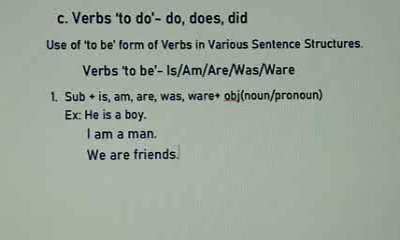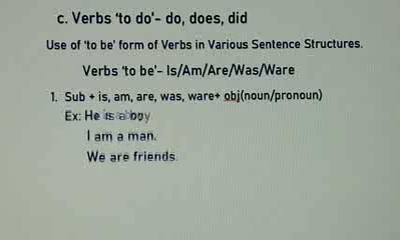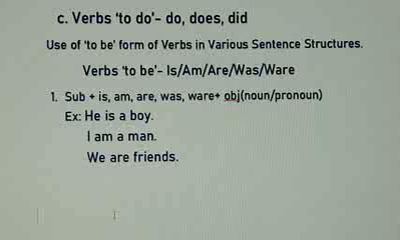In the first example, as we can see, he is a boy. In this example, my dear children, he is a subject which denotes a single person or a singular subject. That's why the auxiliary verb that I have written over here is "is", because the subject is single.